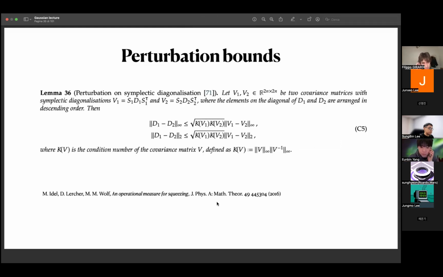Finally, we will need some perturbation bounds. When you take two covariance matrices, in principle, they may not commute. They may not be diagonal at the same time. And when you perform the symplectic diagonalization, you may want to compare their symplectic eigenvalues in terms of the distance between these two matrices. What you can do is to use this lemma and to upper bound the distance between the symplectic eigenvalues arranged in decreasing order in terms of the norm of the difference of the covariance matrices.